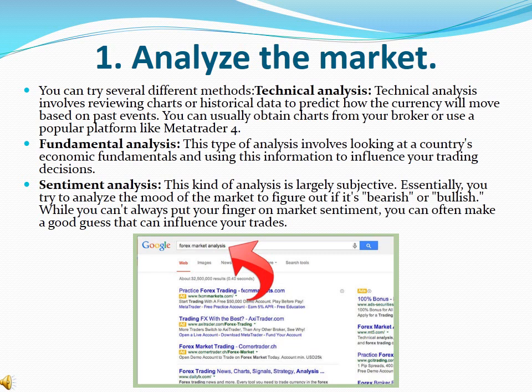Fundamental analysis. This type of analysis involves looking at a country's economic fundamentals and using this information to influence your trading decisions. Sentiment analysis. This kind of analysis is largely subjective. Essentially, you try to analyze the mood of the market to figure out if it's bearish or bullish. While you can't always put your finger on market sentiment, you can often make a good guess that can influence your trades.